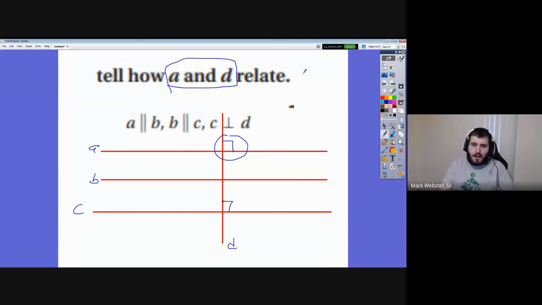Now, when we write this out, you can literally write it down in words, but there's a symbol that we use for perpendicular. And it's this upside down T, like this. So what we would say is A is perpendicular to D. You can use this symbol interchangeably with the word perpendicular, just like you can use the two vertical lines interchangeably with the word parallel.